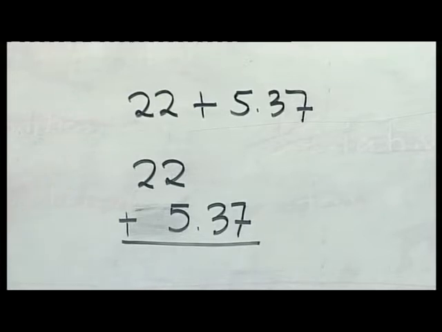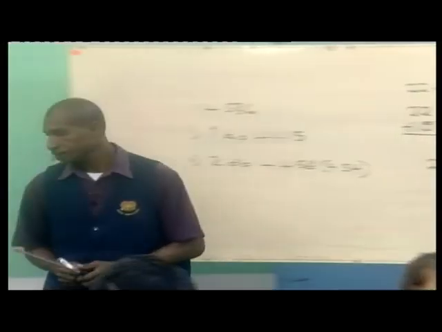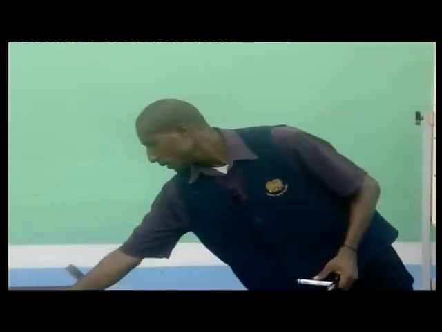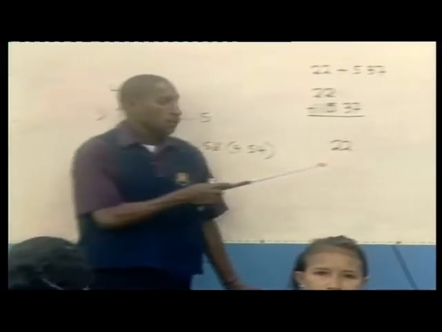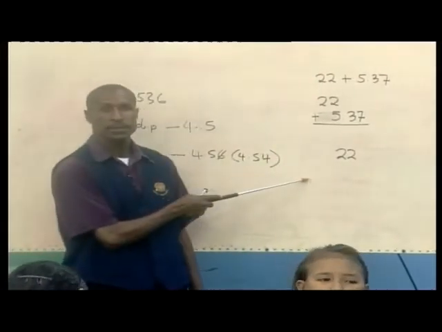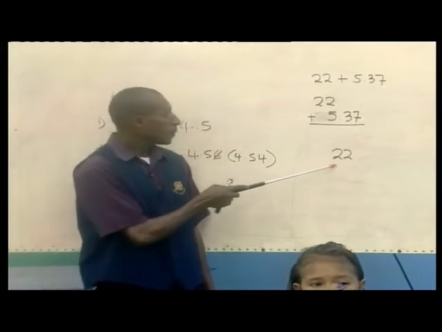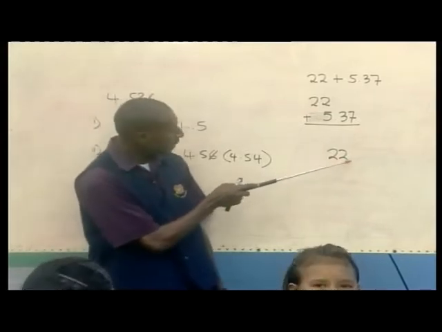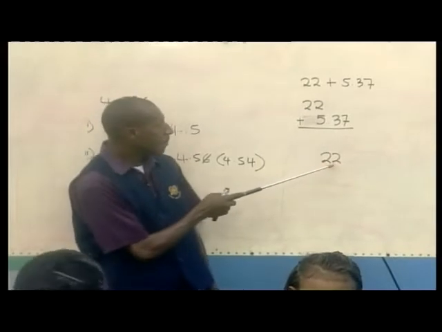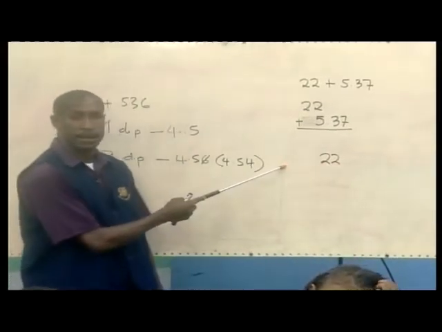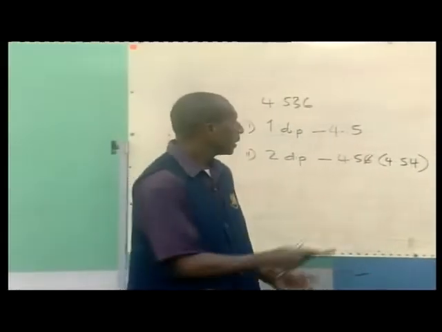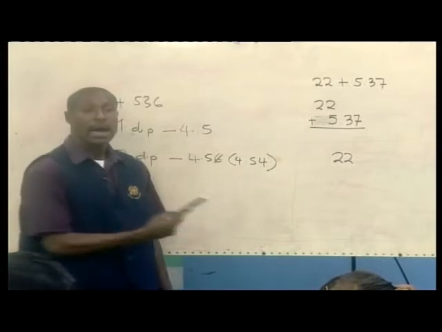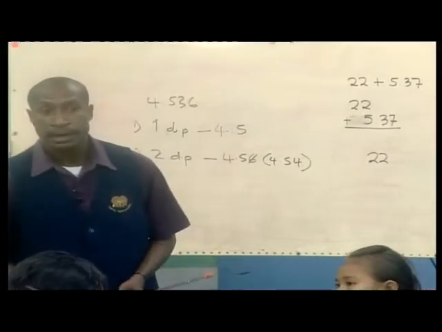Now, students, before we go on adding, I would like to ask you a question. Imelda, 22 is a whole number. Now, where do you think the decimal point is, or the position of that decimal point in this number? Is it before the number or after the number? The position of the decimal point. After the number or before the number? Imelda? After the number. Very good.